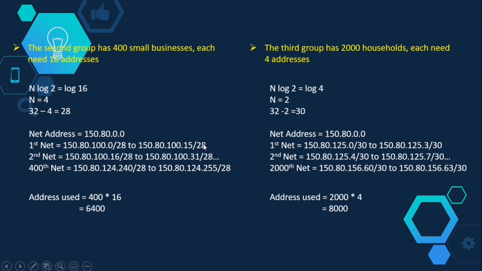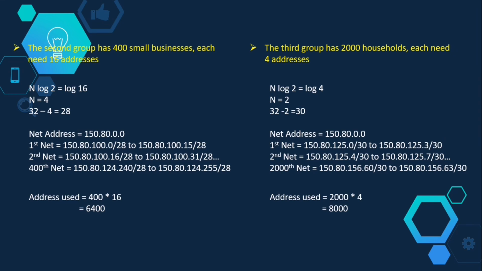The first network is 150.80.100.0/28 to 150.80.100.15/28. The second network is 150.80.100.16/28 to 150.80.100.31/28. Until the 400th network, the range is 150.80.124.240/28 to 150.80.124.255/28. For the second group, the total addresses used is 6,400.